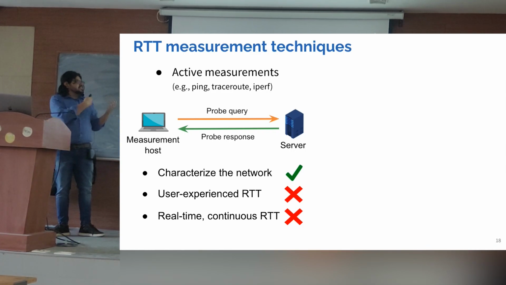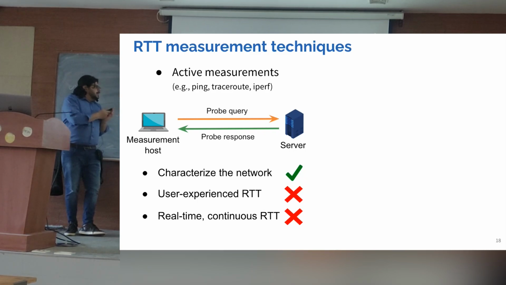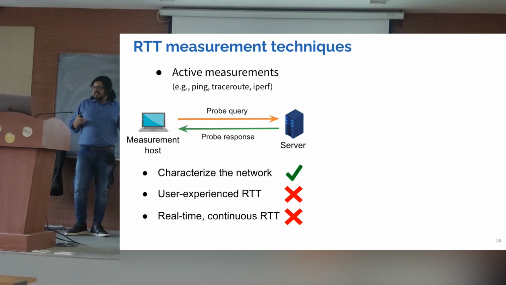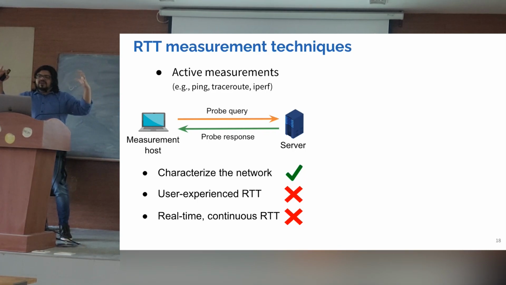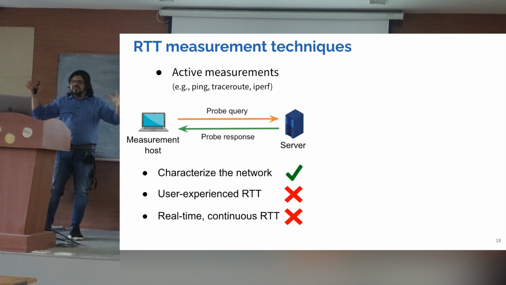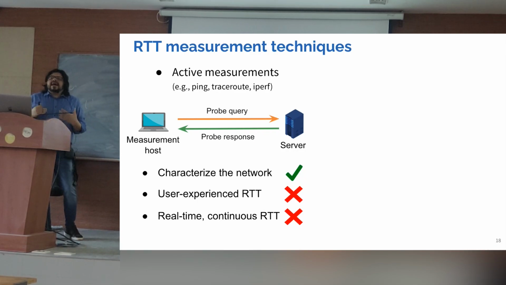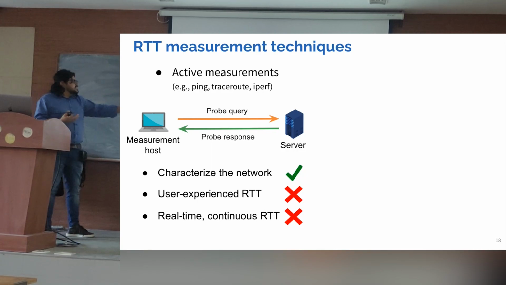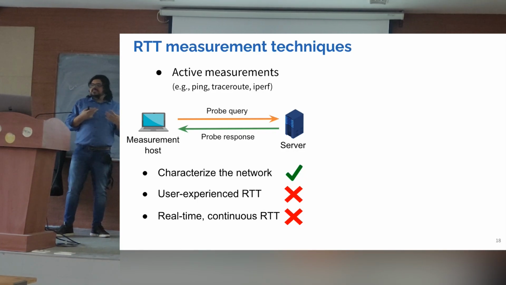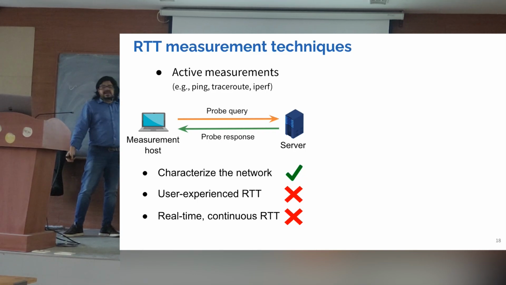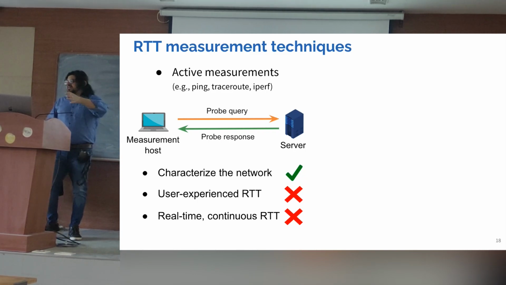If you have multiple such measurement hosts across the globe, you can generate sort of a latency map of the internet. But when the user is actually watching something or doing something on the internet, this doesn't tell you what the user is experiencing by way of RTT, right? Because the measurement host is artificial. It's just some computer you have chosen.